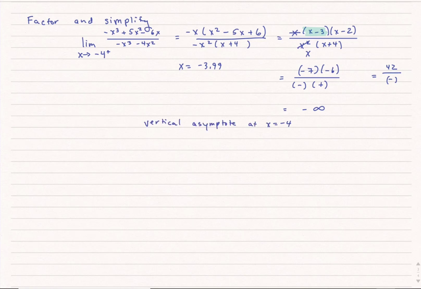And if asked, I could specifically say this implies that the function has a vertical asymptote at x equals negative 4, because the limit as x approaches negative 4 is infinite.